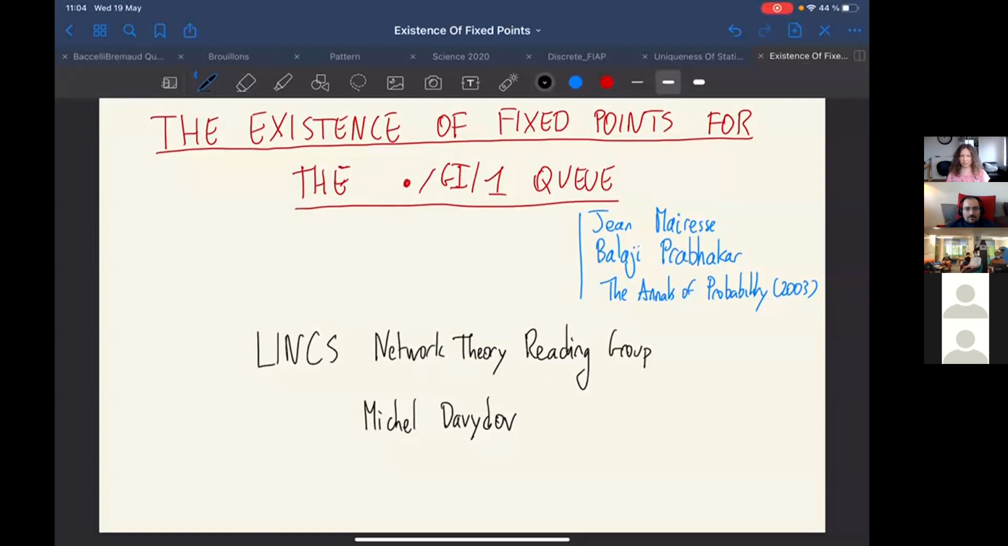So I'm going to present the work of Mairesse and Prabhakar on an element from queuing theory, which is the existence of fixed points for the GI/1 queue. I'll explain the terminology in just a second.